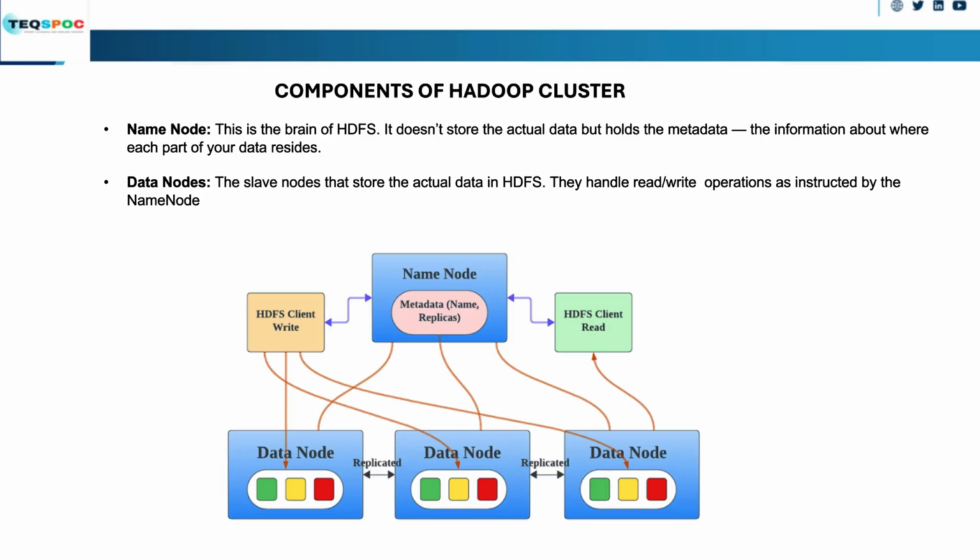So why the name node is called the master and the data nodes are the slave? Obviously, the name node is not containing the actual data, whereas the data node has the actual data. Even though the name node doesn't have the actual data, it contains the metadata of the data that is residing in the data node. Now, what does this metadata mean?